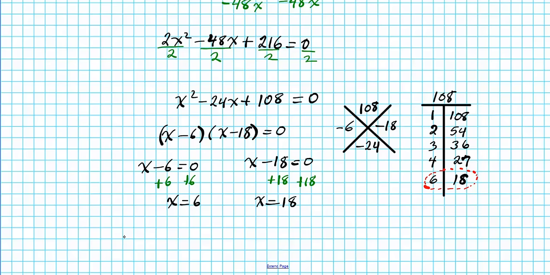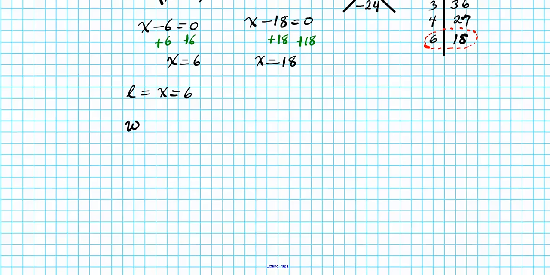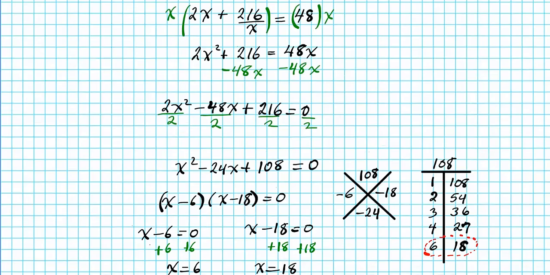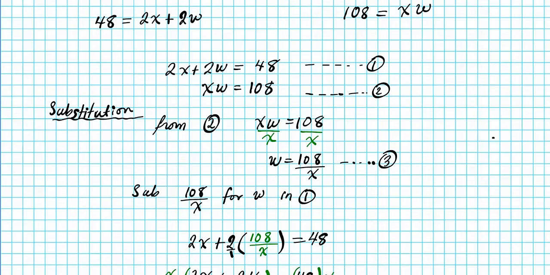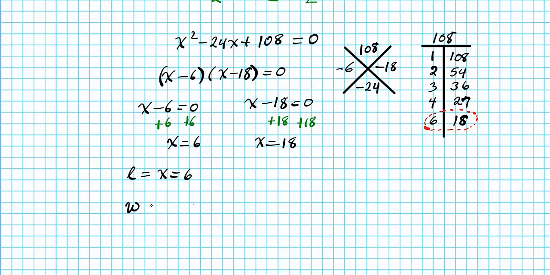Okay, but let's just pick the first one. The length is equal to x, that's equal to 6. So if that's the length, then the width is going to be what? The width is going to be, let's take a look at equation 3. The width is 108 over x. So the width from equation 3 is 108 over x. So we're going to have 108 divided by 6. Carry out the division, you get 18.